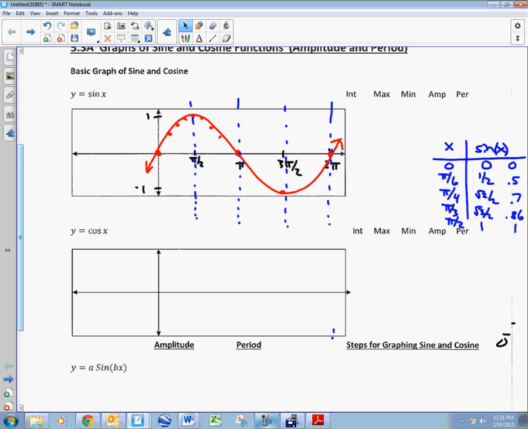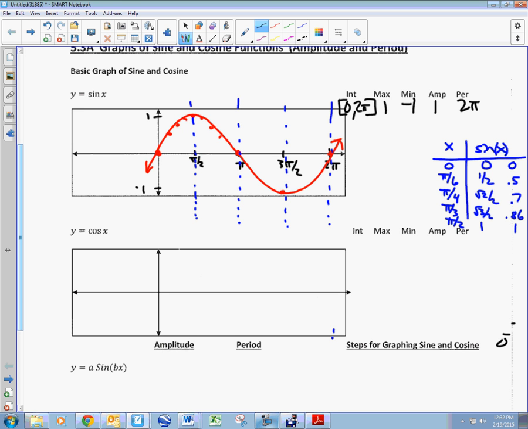And it continues on. Can you go around the circle more than once? And it'll cover those same values. So it will just continue on and on and on forever in each direction. So over the given interval of 0 to 2 pi, our sine function has a maximum value of 1, a minimum value of negative 1, an amplitude of 1, and a period of 2 pi.